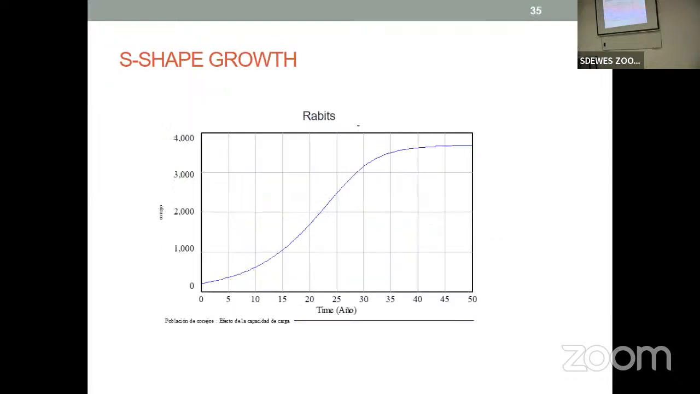The behavior will be like that. When there is no problem, the rabbits grow quickly until they reach a quantity near the carrying capacity. When they are near the carrying capacity, the birth rate decreases and the death rate increases, so they reach a maximum value, usually an equilibrium value. This is a typical equilibrium value that we can find in nature in most ecosystems.